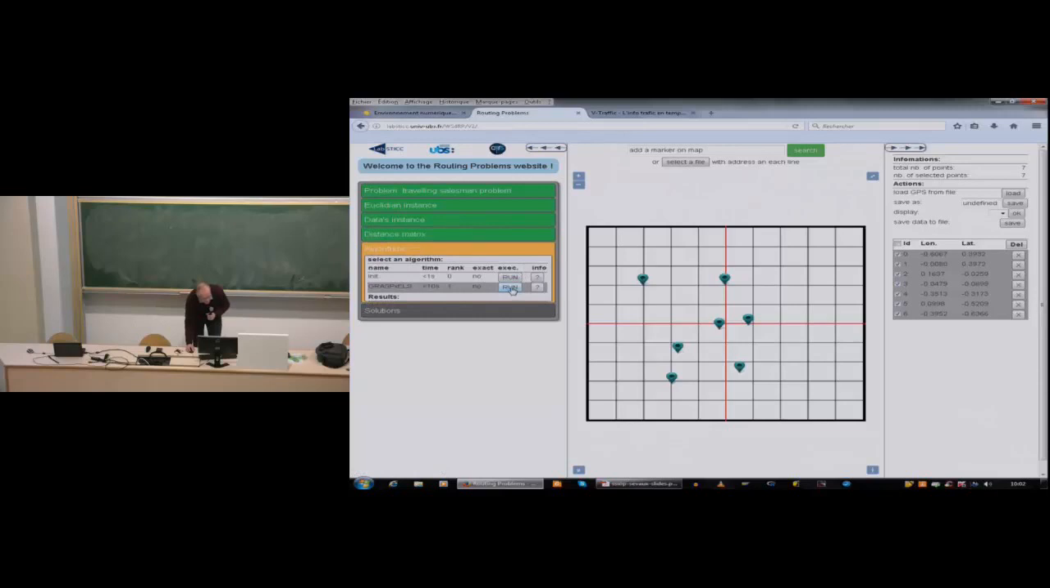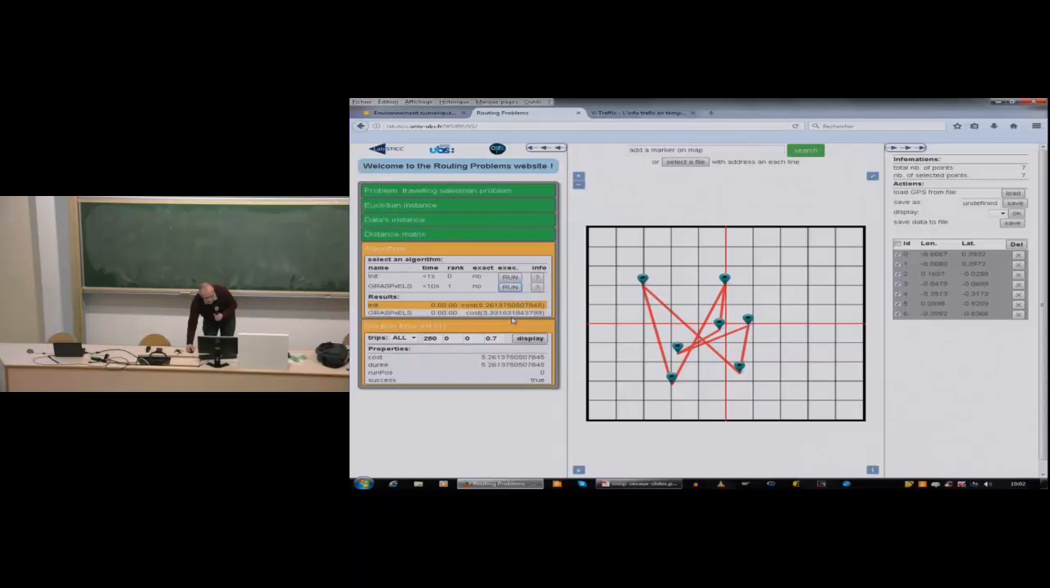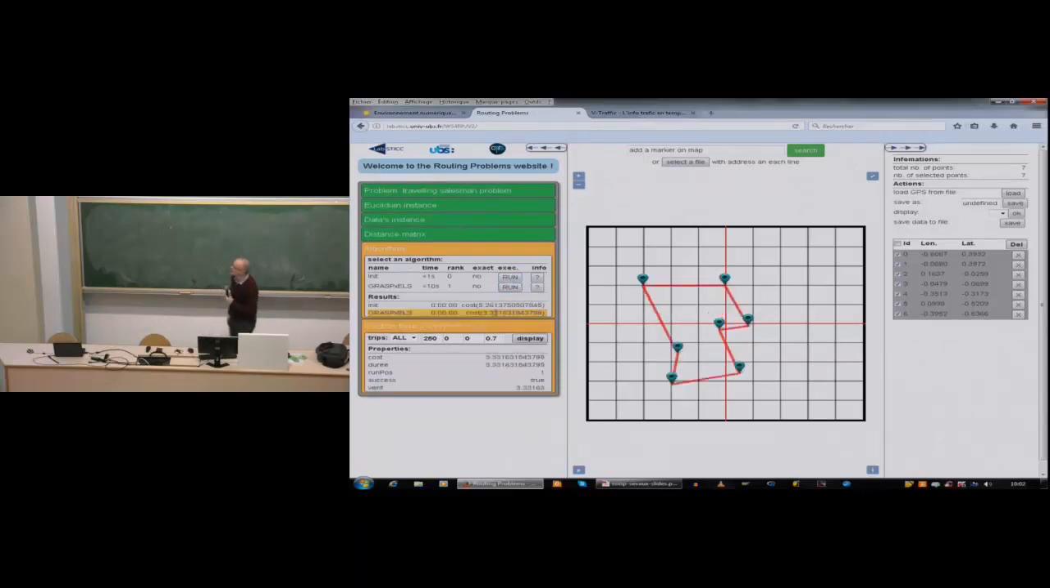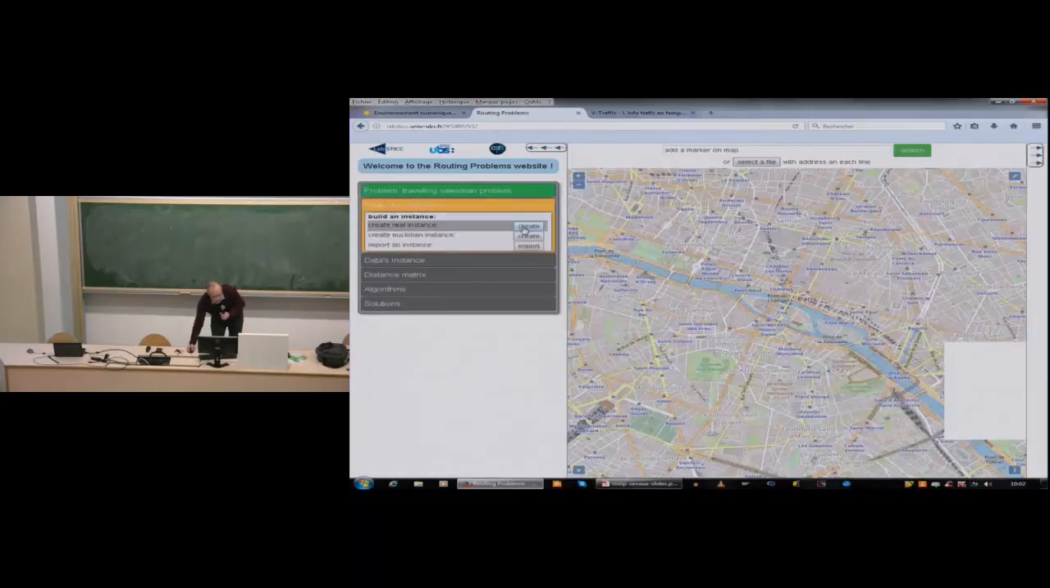So here I have the initial solution, which is random. Just to show you, we have implemented a GRASP with the LS solver behind, which is very efficient. And this is probably the optimal solution for the problem. Of course, this is not what we want to do. What we want to do is to use real maps. And this is where the bug is.